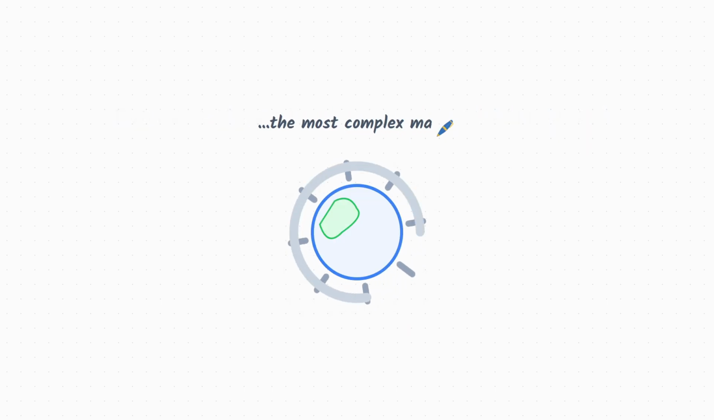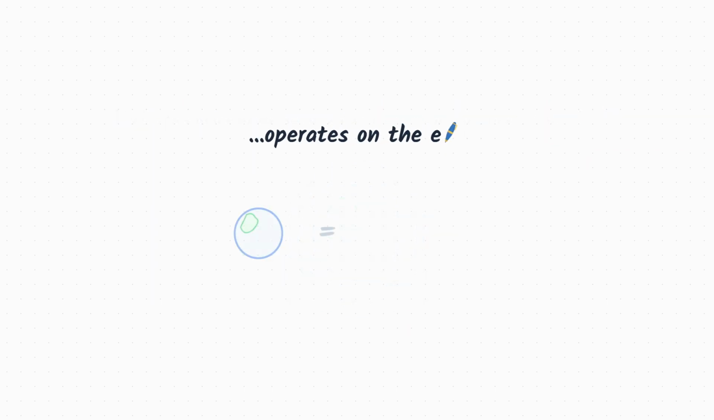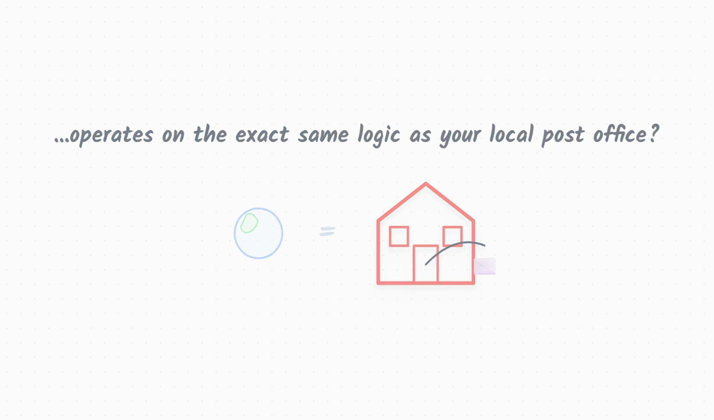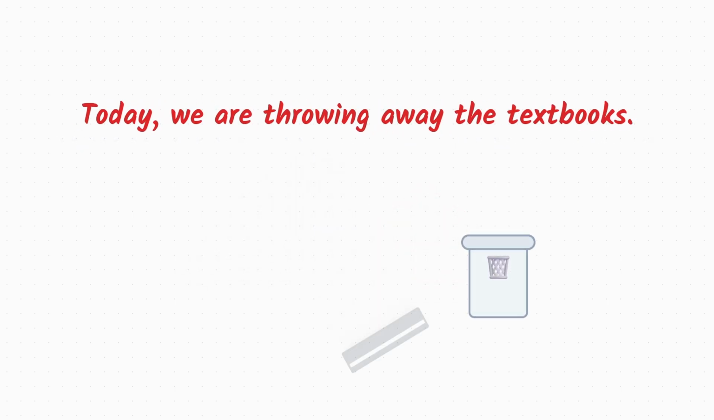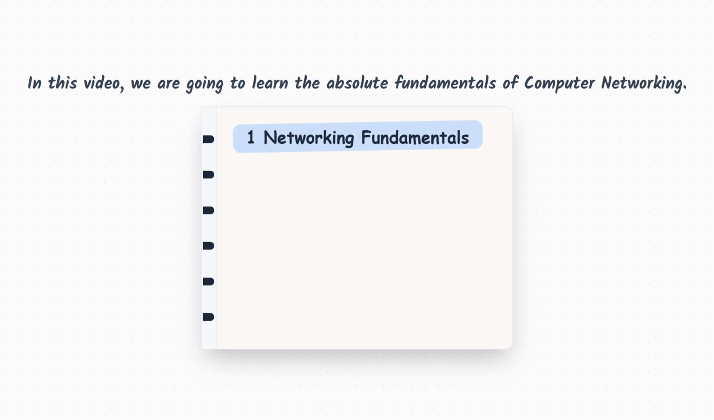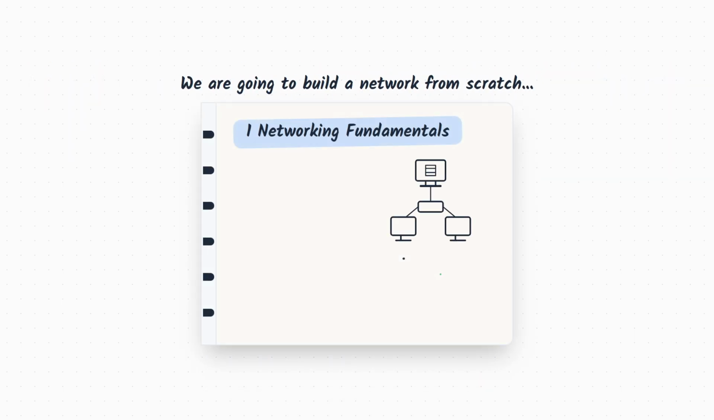But what if I told you that the entire internet, the most complex machine humanity has ever built, operates on the exact same logic as your local post office? Today, we are throwing away the textbooks. In this video, we are going to learn the absolute fundamentals of computer networking. We are going to build a network from scratch using real-world stories so you never have to memorize this stuff again. Let's get started.